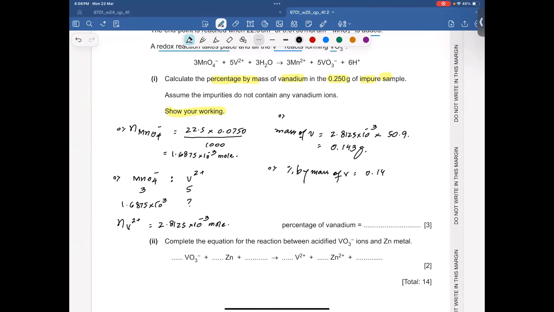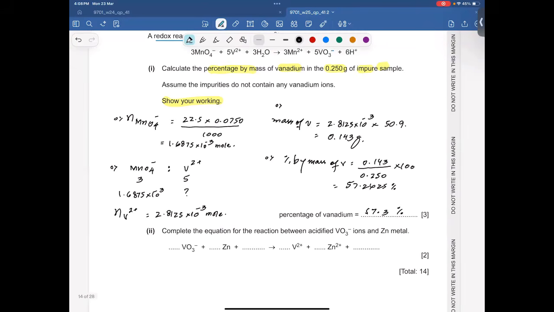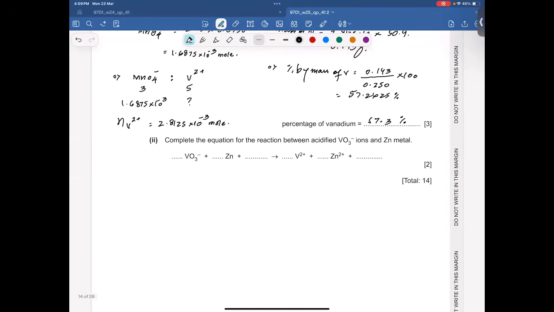So mass of vanadium is 0.143 divided by mass of sample, which is 0.250, into 100. So it's going to be 57.2... 0.2625%. So it's basically 57.3%. Okay. Complete the equation for the reaction between acidified vanadium 5 ions and zinc metal.